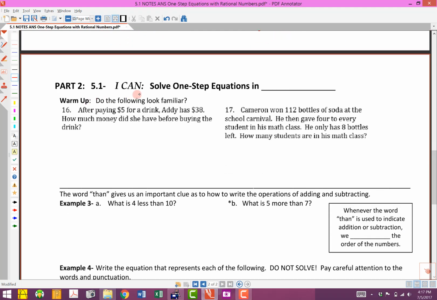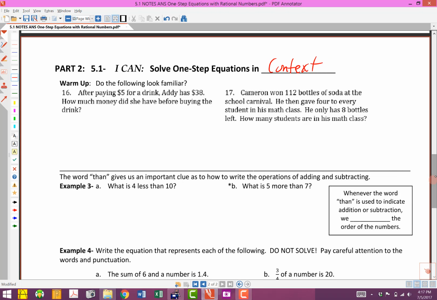So again, what we're talking about in this section, and this is part 2, is solving one-step equations in context. Now, these particular one-step equations, like we had yesterday, have rational numbers in them, fractions, decimals, that sort of thing. Now, what I'm wondering is, do either one of these look familiar? After paying $5 for a drink, Addie had $38. How much did she have before buying the drink?